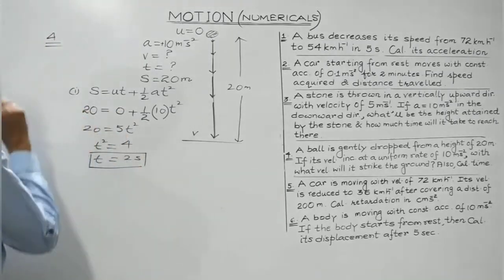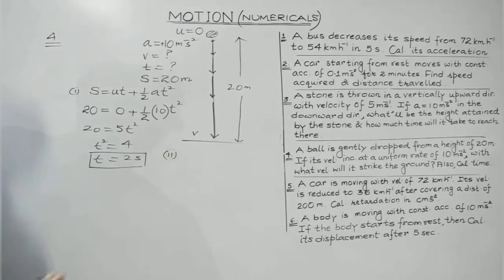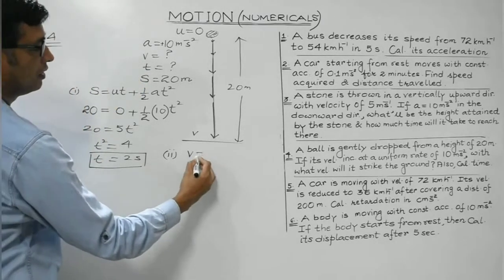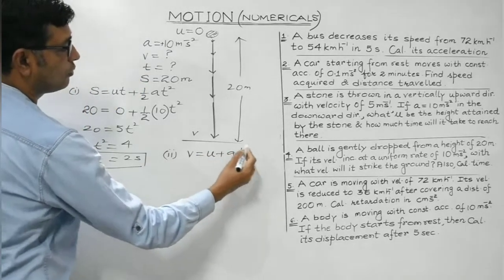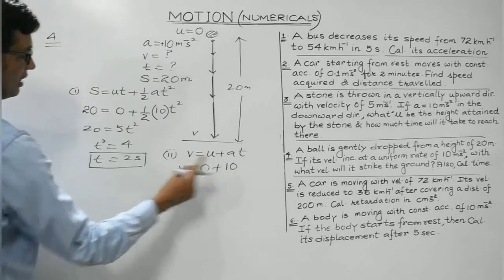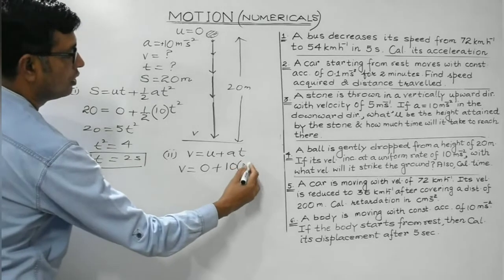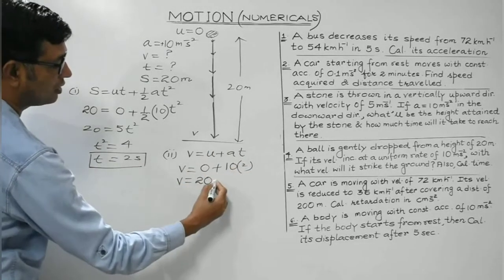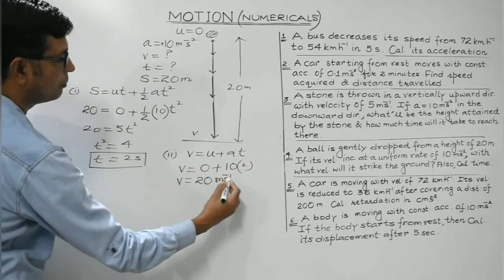Right? Okay. Let's consider the second part. In the second part, we are supposed to find out the final velocity. So we can make use of the first equation of motion. Initial velocity is 0, acceleration is 10, and time we have already calculated is 2. So with what velocity will the body strike the ground? It is 20 meter per second.